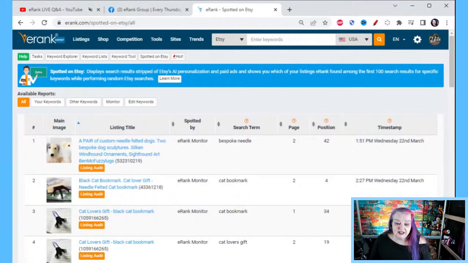So the Spotted on Etsy, this just does this automatically every day for the keywords you've given it. So eRank Monitor just means it's our little system once per day going into the API and having a look for these keywords to see where you're ranking. It just looks on the first 2 pages because we're doing this for the million plus eRank users and for all their keywords.